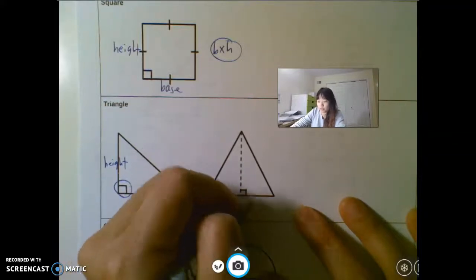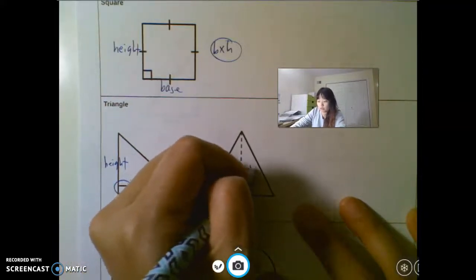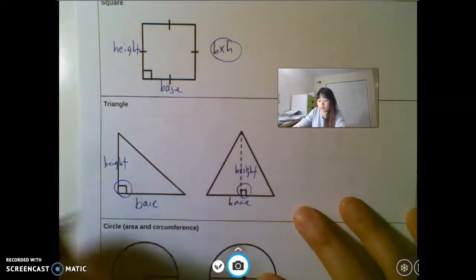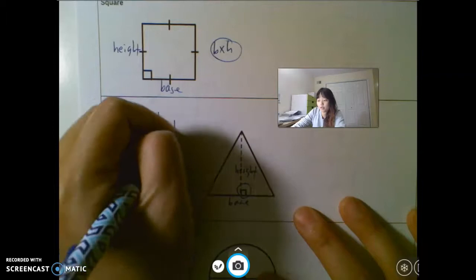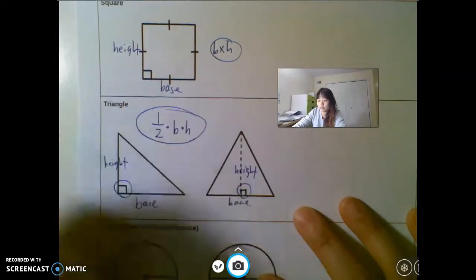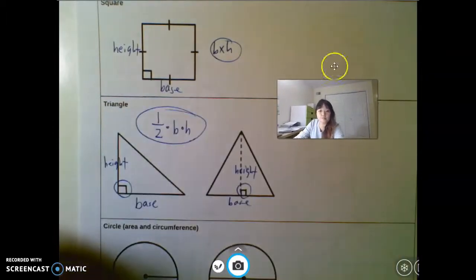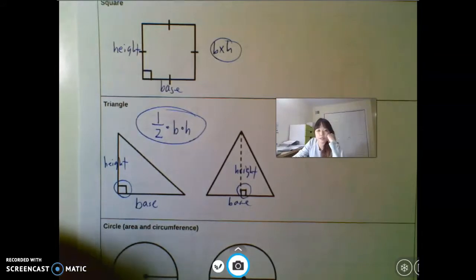Now for the triangle, the base and the height should always make 90 degrees. So that's the base, that's the height. Always look for the 90-degree mark. And the area is 1/2 times base times height. Right? Yep, that's nothing new.